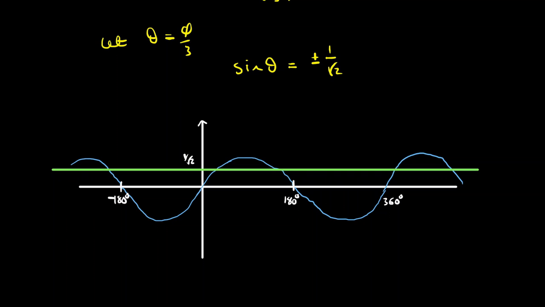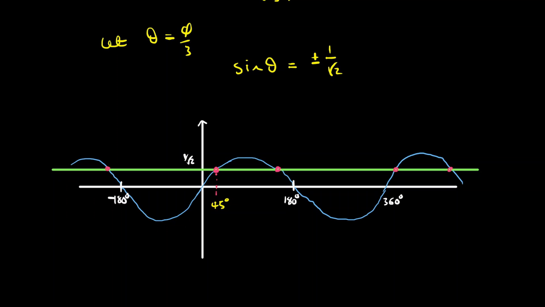And so our solutions are going to be given by the intersection points between the line and the sine curve. So it's going to be there, and here, here, and here, right? Now, we can use our calculator to find this value here. That would be the sine inverse of 1 upon root 2. And if we do that, then what we should get is a value of 45 degrees.